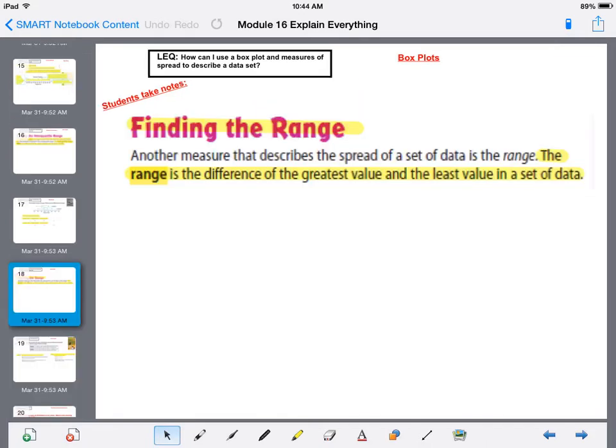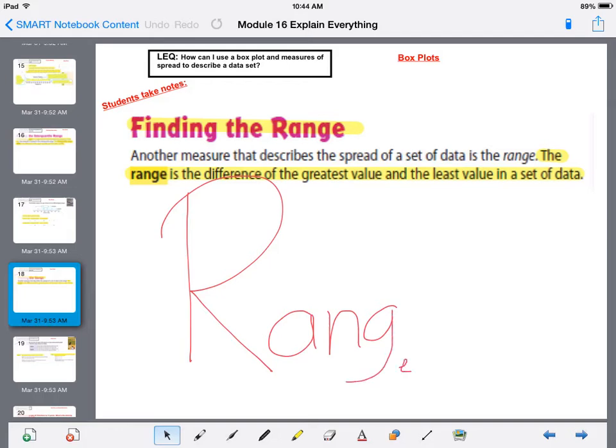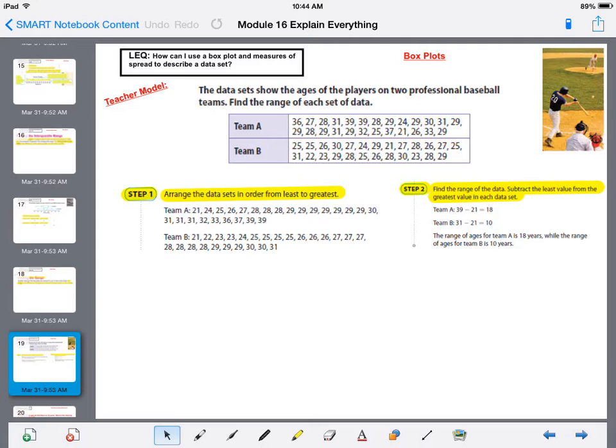Finding the range is easy. We learned in class to write range like this, with a really big R and then a really small e, because the range is the difference between your greatest value minus your lowest value in the data set. They might give you a very long set of data, and that's okay because you're really just looking for the range. You order the data from least to greatest so that you can have your greatest value, 39, minus your least value, which is 21, and so the range is 18.